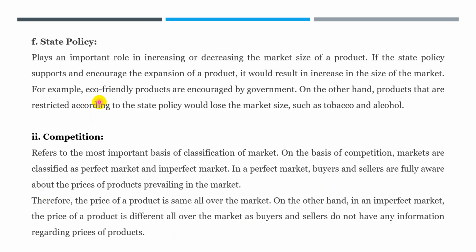State policy. State policy plays an important role in increasing or decreasing the market size of a product. If the state policy supports and encourages the expansion of a product, it would result in an increase in the size of the market. For example, eco-friendly products are encouraged by government. On the other hand, products that are restricted according to state policy would lose market size, such as tobacco and alcohol.